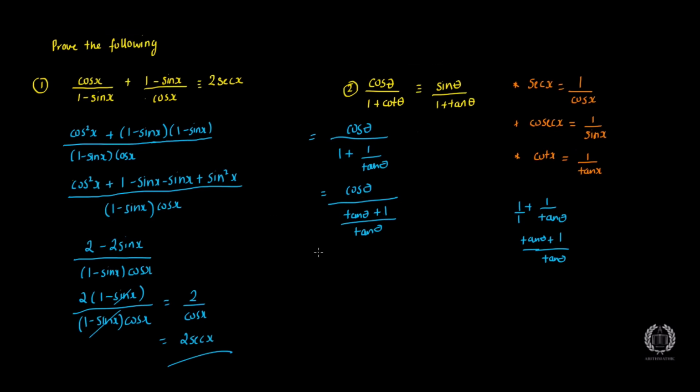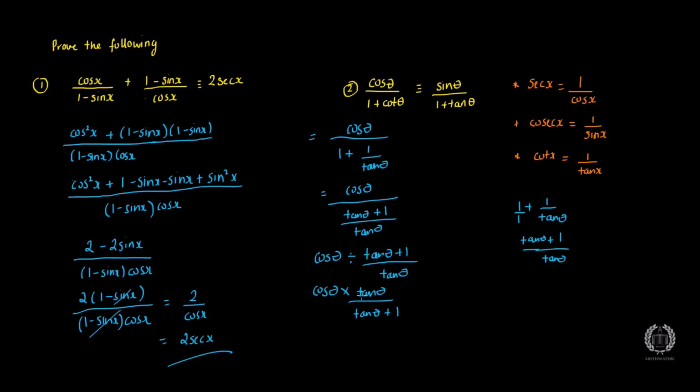Now, what does this mean? I know it looks a bit confusing, but it's very simple. It means cos theta, and this line means divide. So it means divide tan theta plus 1 over tan theta. And obviously, you should know divide means times. So we have cos theta times, so we flip it, tan theta over tan theta plus 1.